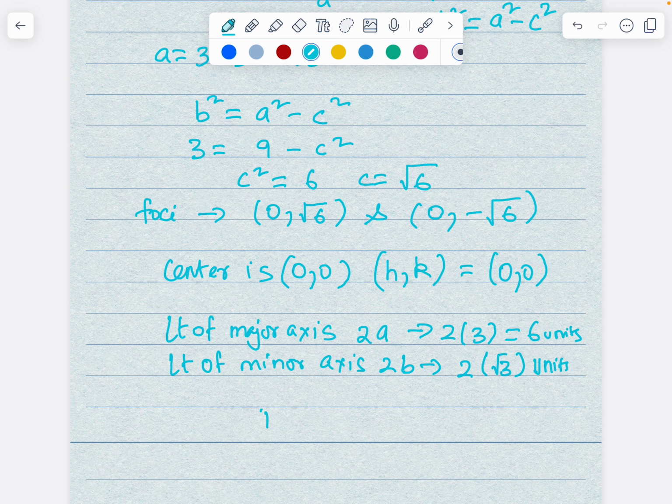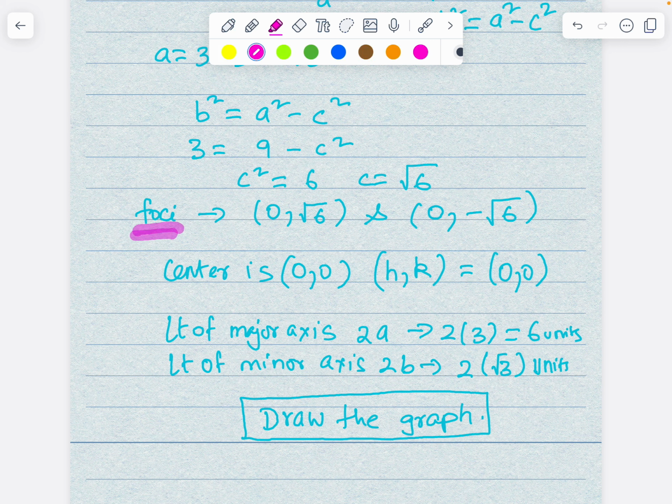So with all of this information, you can draw the graph. Okay, make sure you mark your points and then draw the graph. And when you draw the graph, you should mark the foci, mark the center for C, and then you can specify the length of the major and minor axis. Okay.